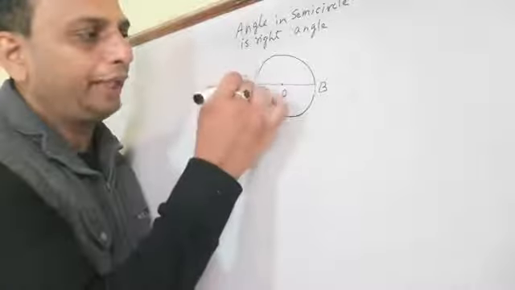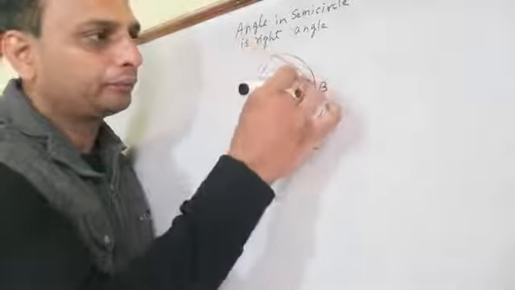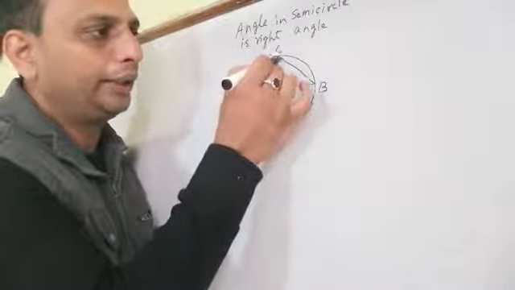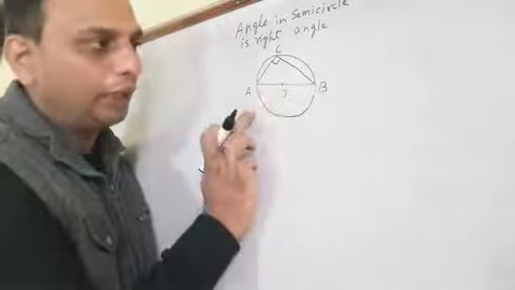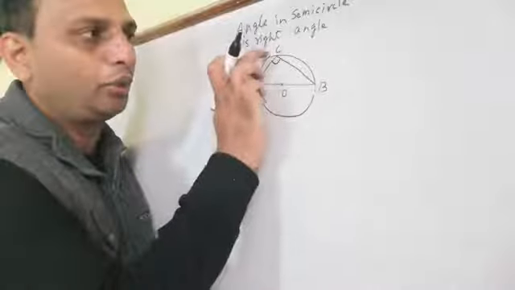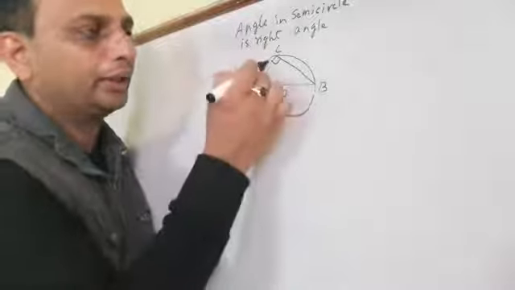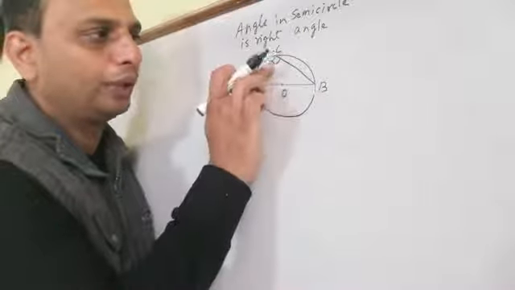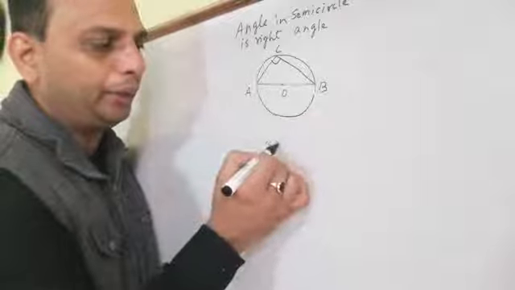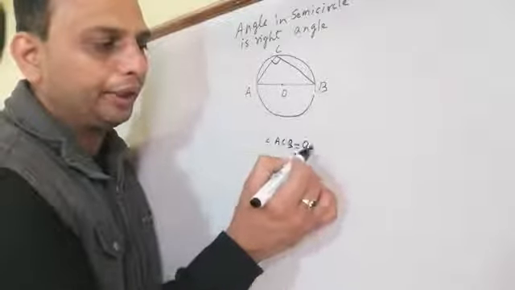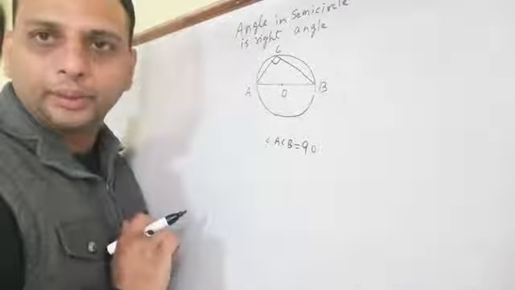Now, if the angle is formed here, this will be 90 degrees. This is called angle in the semicircle. There should be one diameter, and with the diameter, the angle should form on the circumference of the circle. This angle will be 90. So this ACB will be 90 degrees, by using the theorem angle in the semicircle.